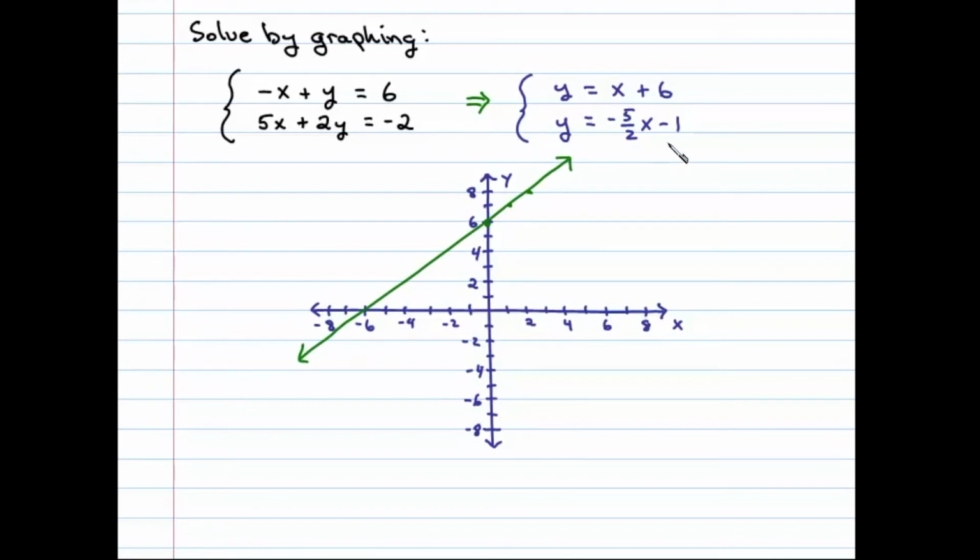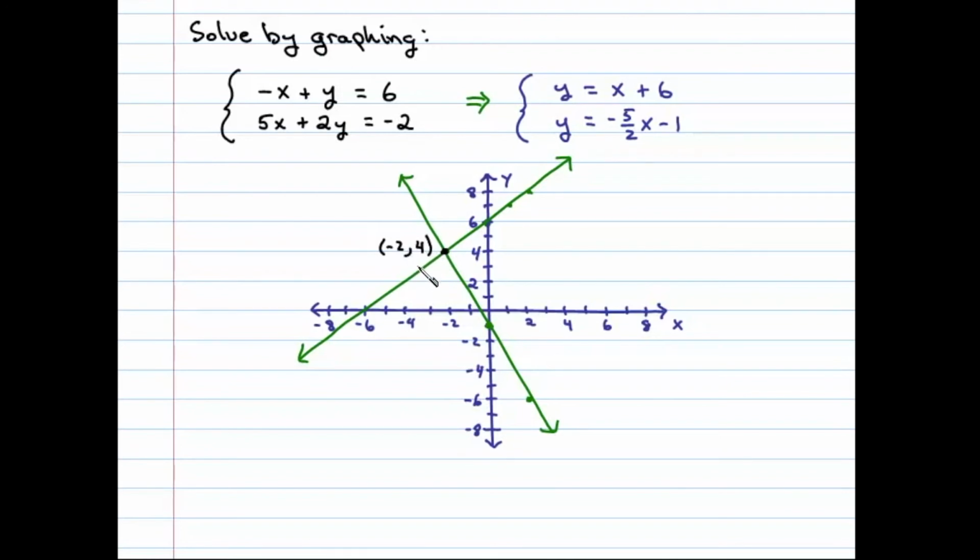Now the second line has a y-intercept at (0, negative 1). And in this case the slope is negative 5 halves, so we'll rise negative 5 units and run 2 units. And then we can graph that line. Now from my graph, the solution here, the point of intersection, appears to be (negative 2, 4).